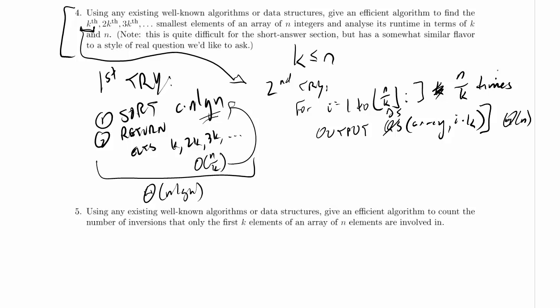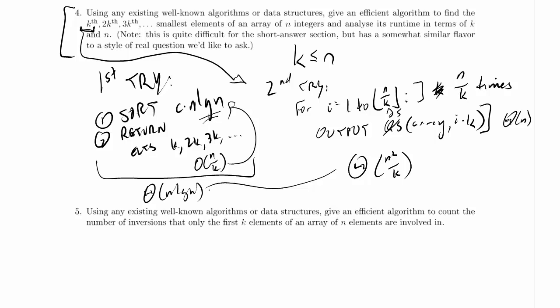Floor of n over k times, but if we're looking at a worst case asymptotic bound, we clearly don't care about that floor. So overall, this is going to be theta n squared over k time. How does that compare to n log n time? It's not totally clear how that compares to n log n time.